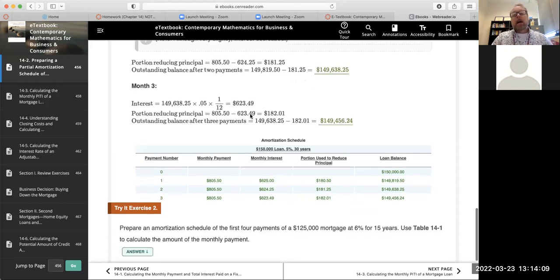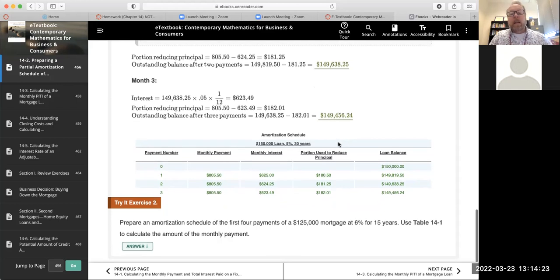And so again, I'm going to take the $149,638.25 minus the new amount of principal deduction. And now my new balance is going to be $149,456.24. So if you look at the table below, it actually breaks it out for you. You started with $150,000 on your loan balance. You made a monthly payment in month number 1. Even though $625 of that went to interest, $180.50 went towards the loan balance reduction. So that gave me a new balance of $149,819.50.